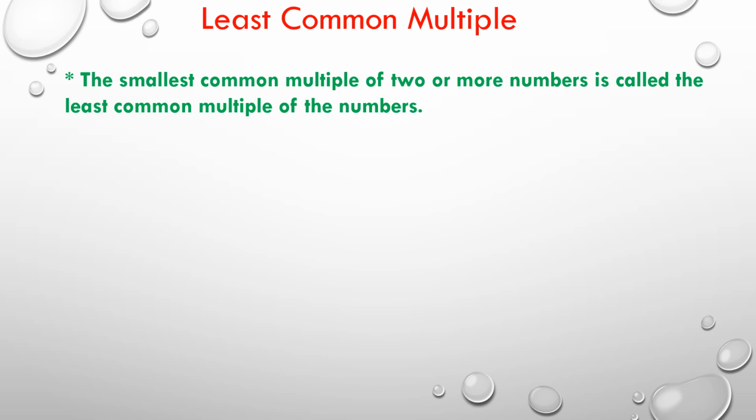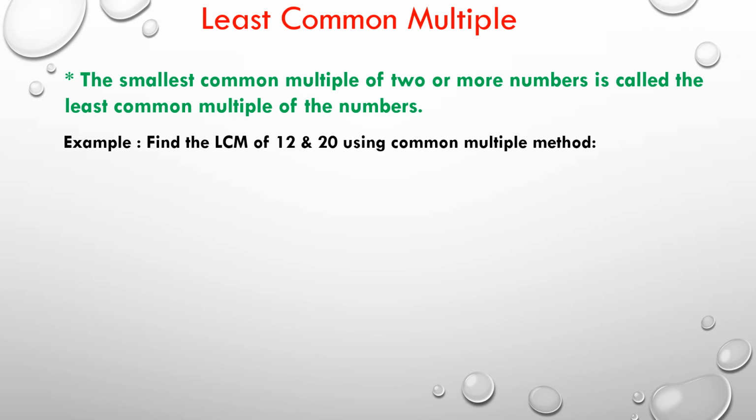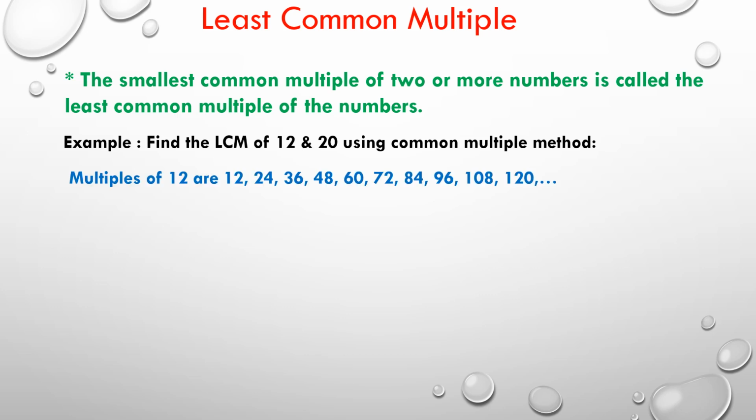Find the least common multiple, or LCM, of 12 and 20 using the common multiple method. Multiples of 12 are 12, 24, 36, 48 and so on. Multiples of 20 are 20, 40, 60, 80, 100 and so on. So what are the common multiples of 12 and 20? Yes, the first common multiple is 60 and another common multiple is 120.